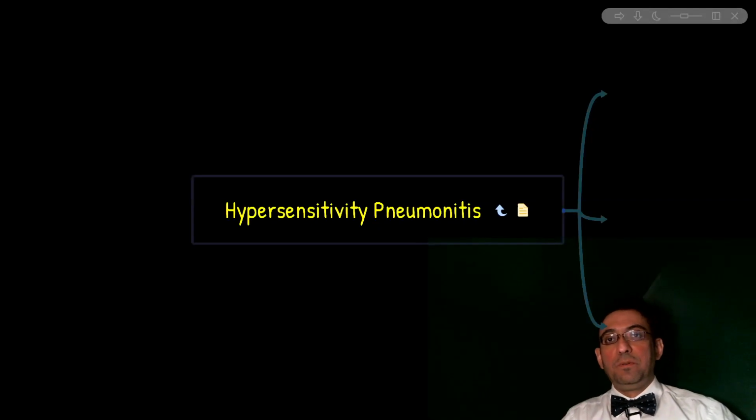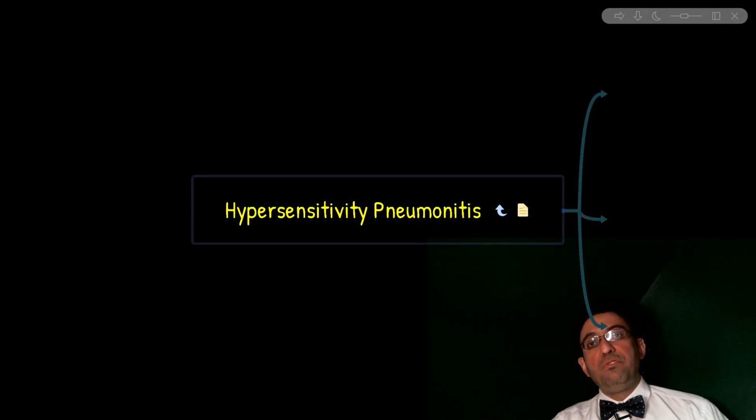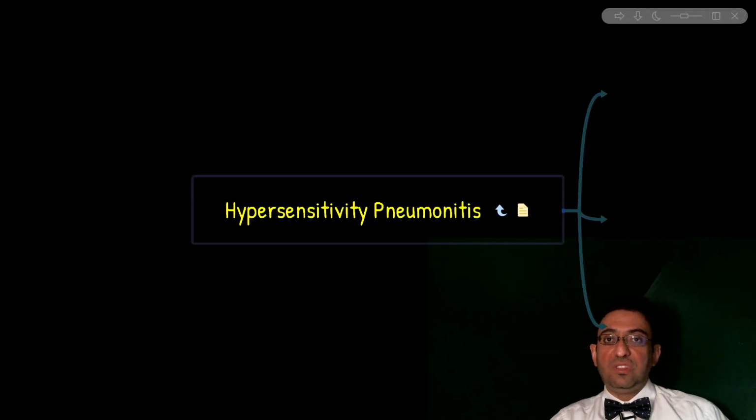Hello. In this episode, we continue our discussion of environmental exposure-related interstitial lung diseases by focusing on hypersensitivity pneumonitis and smoking-related ILDs. Now, what is the pathophysiology of hypersensitivity pneumonitis? It is a combination type 3 and type 4 hypersensitivity reaction to organic environmental antigens, including mold and animal proteins.